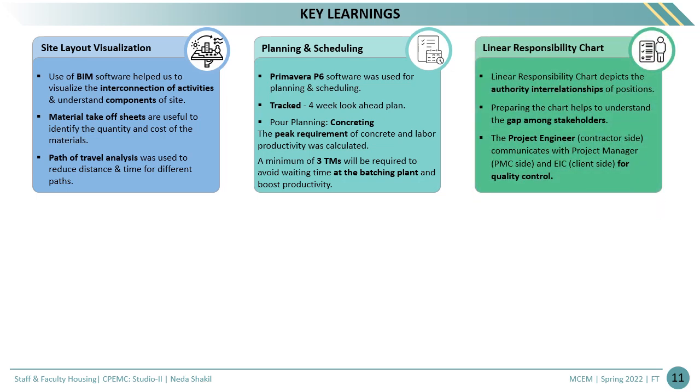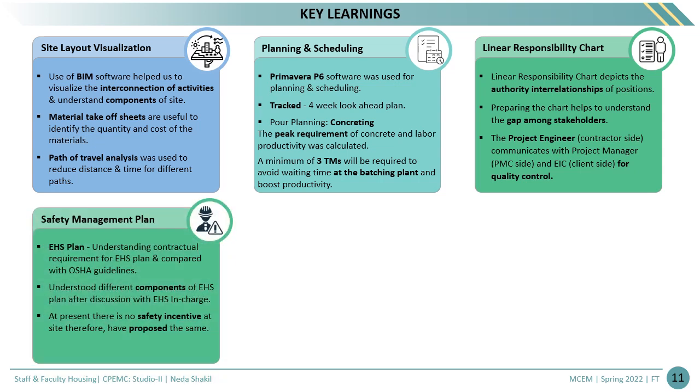Linear responsibility chart. Preparing the chart helps us understand the gap among stakeholders. It was concluded that the project engineer communicates with the project manager and the engineer in charge for quality control. Safety management plan. We understood the contractual requirement for this and compared it with OSHA guidelines. We also understood the components of the EHS plan. At present, there are no safety incentives, so we have proposed the same.